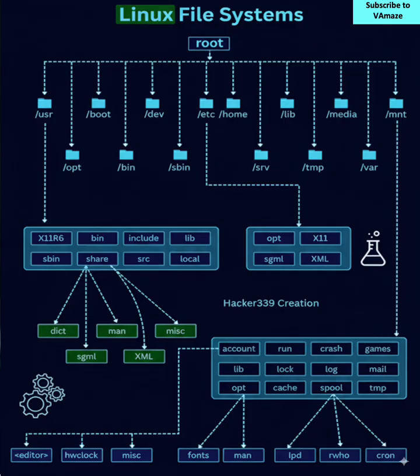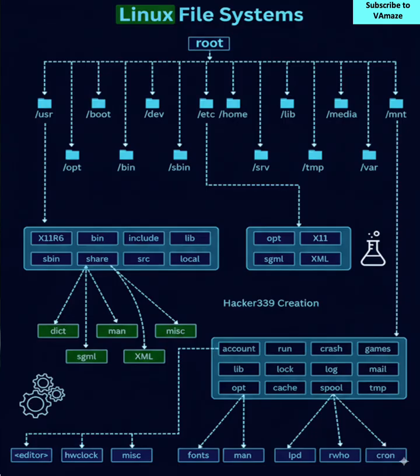USR bin contains user binaries, the executable programs you run every day. USR lib has libraries specific for user programs. USR share contains shared data like documentation and icons. And USR local is for software you compile and install yourself. The beautiful thing about this organization is that it separates system-critical programs, which live elsewhere, from user applications. This makes the system more stable and easier to manage.